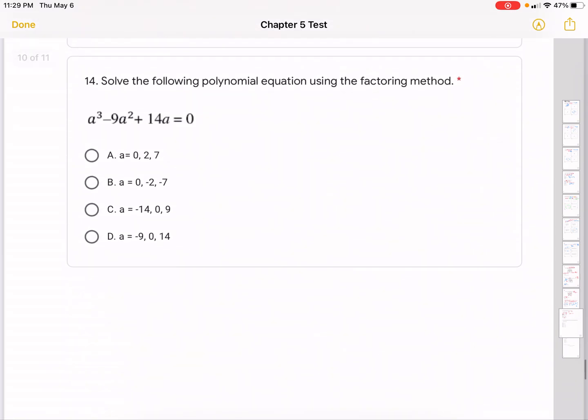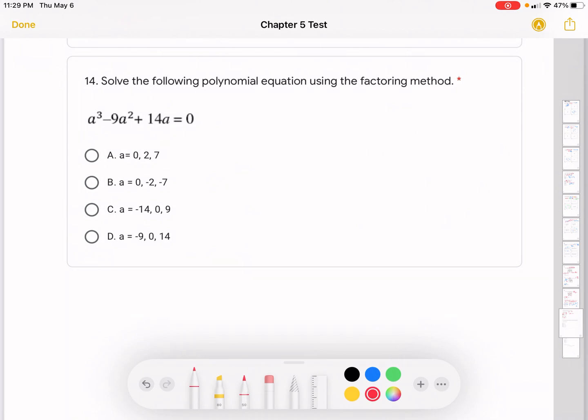This next question, we're also factoring, but we're solving using factors. So I'm going to start by looking for a GCF. Here I don't notice a number that everything can be divided by, but I notice that everything has an a. So I'm going to factor out an a. A cubed divided by a is a squared. Remember, when you divide, you subtract exponents. A squared divided by a is a. Here the a's cancel, so I'm just left with 14.